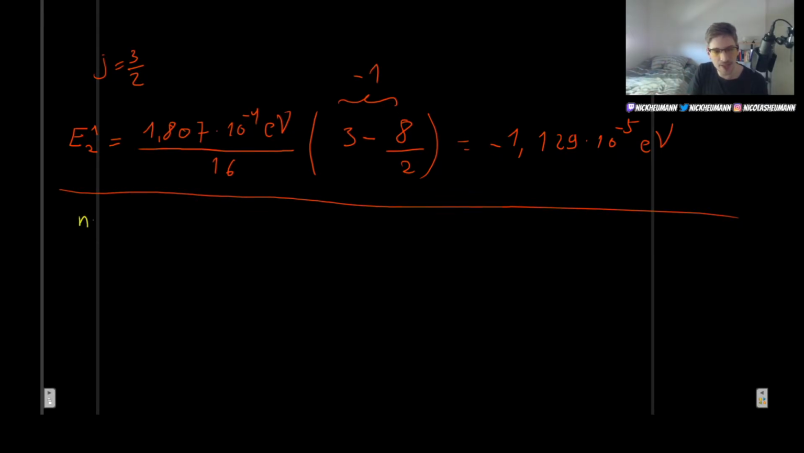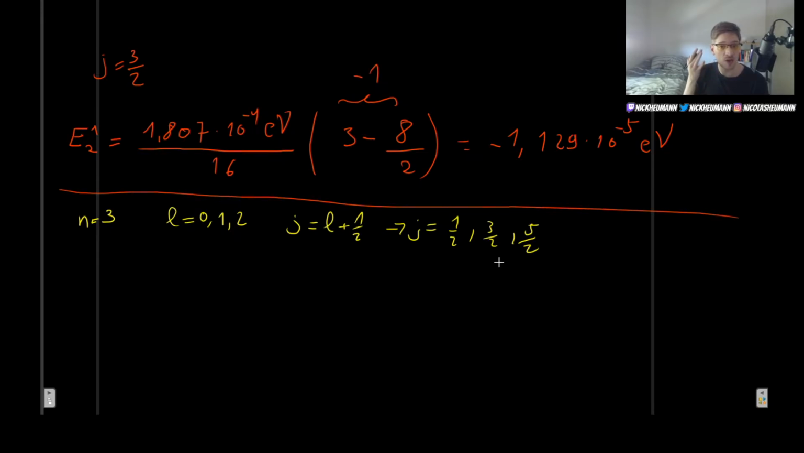Now for n equals 3, what are our values for j? Well, since n equals 3, l could be 0, 1, or 2. So that means that since j is l plus 1/2, for 0 it is 1/2, for 1 it is 3/2, and for 2 it is 5/2. So there are 3 possible values, and thus our level n equals 3 will be divided into 3 sublevels. So let's start with whichever one you want. I'm going to start with j equal 1/2.